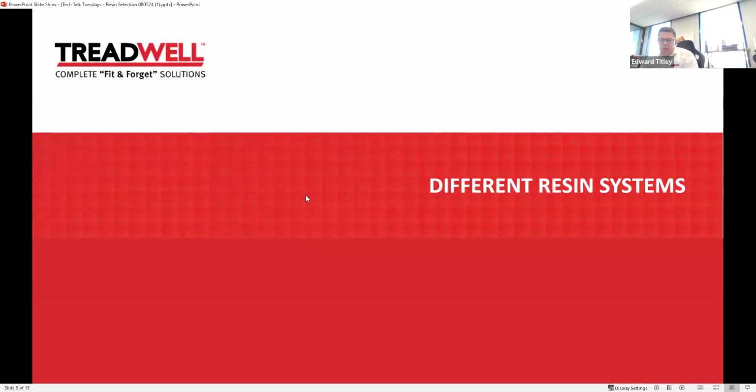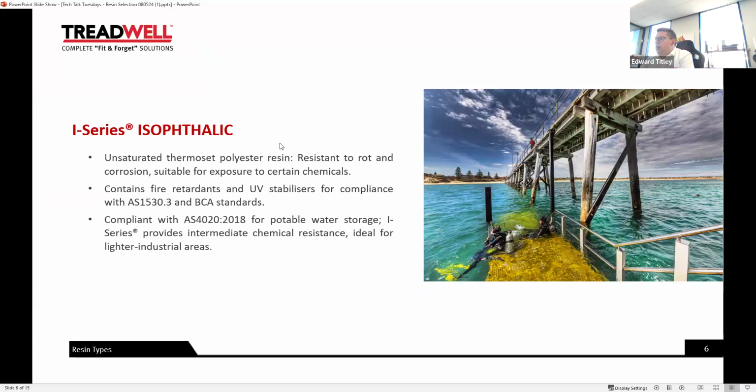Here at Treadwell, we offer three main resin types, or three commonly used resin types. Obviously, there's a variety of others for project-specific requirements, but we'll just touch on the three main resin types here today. If you'd like to discuss something specific to your project, then by all means, let's set up a conversation around that. So, our I-series resin is an isophthalic resin.